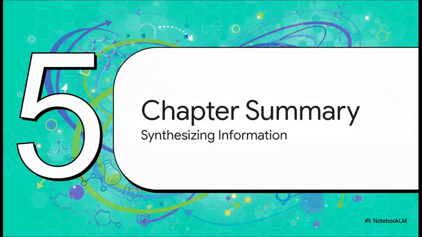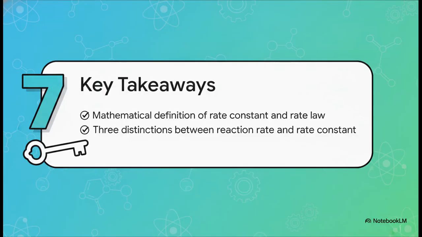Section 5, Chapter Summary. Take a breath, you made it through the line-by-line breakdown. Over the last 7 question slides, we covered the absolute core rules of Section 7.3. You now know the precise mathematical definition of a rate constant and a rate law. You've memorized the 3 distinct differences between reaction rate and the rate constant, especially the fact that the rate constant does absolutely not depend on initial reactant concentration, and you've seen firsthand how overall reaction orders are calculated simply by summing up those concentration powers. You've got the tools. Now it's time to test them out.